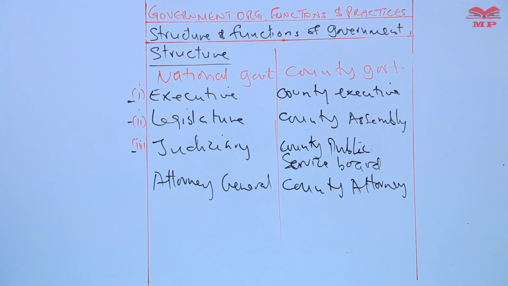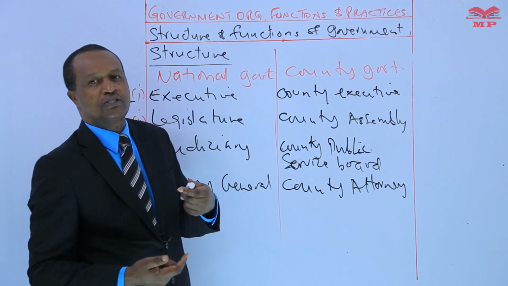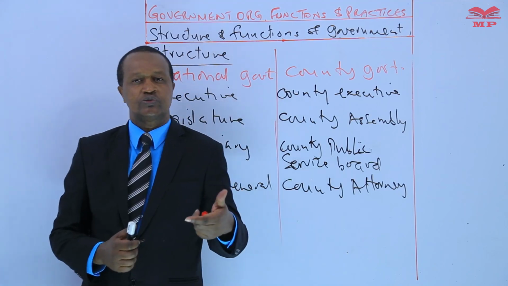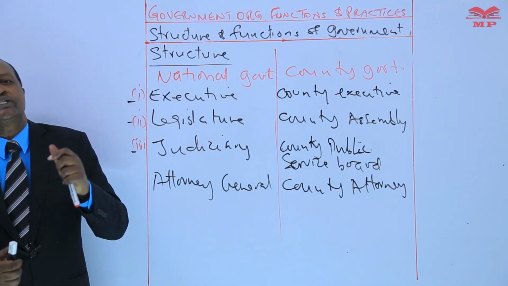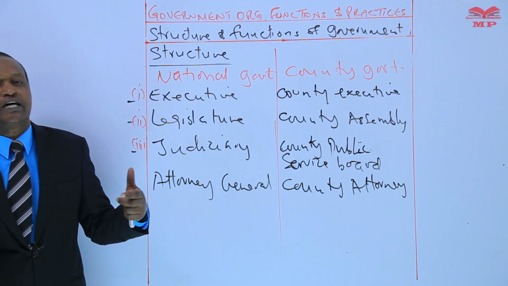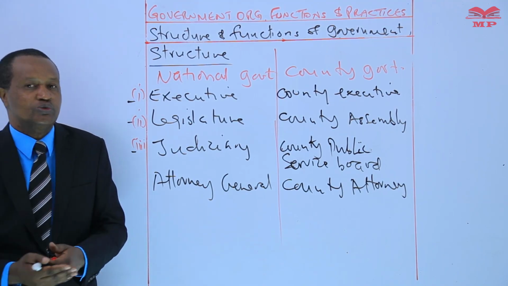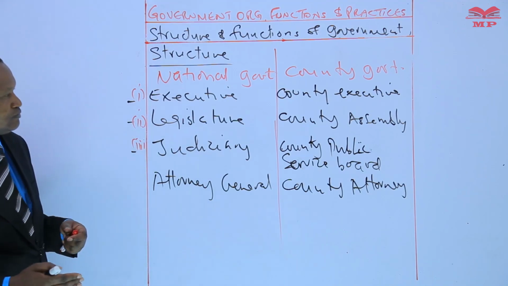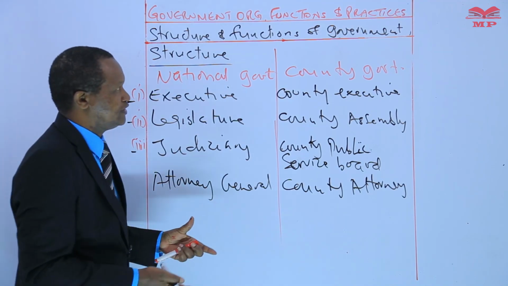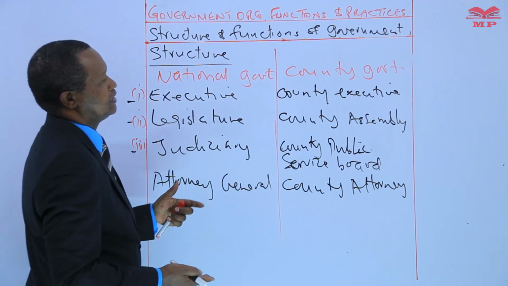We have the county audit office, which is responsible for auditing the accounts and the financial transactions of the county government. It ensures that the county government's financial statements are accurate and that public funds are used appropriately. So in brief, this is the structure of the national government and the county government.